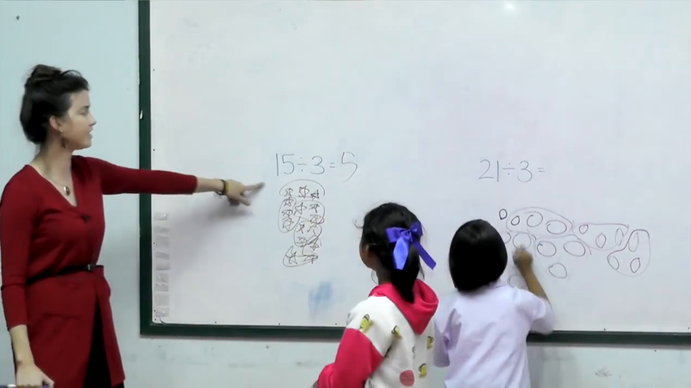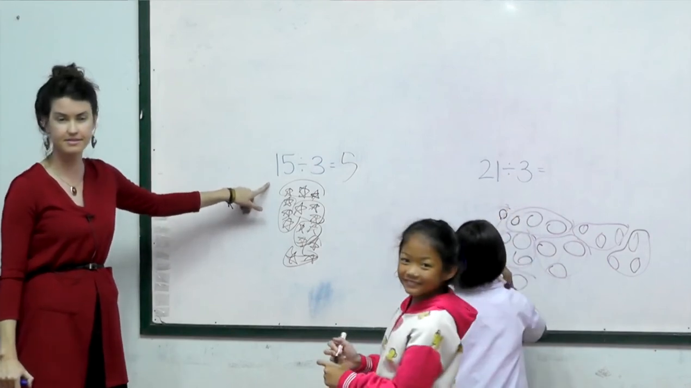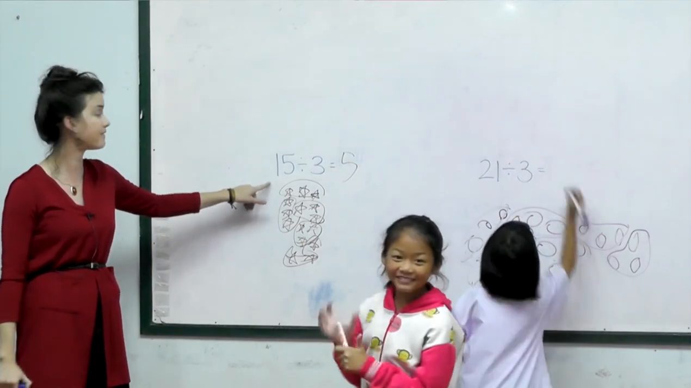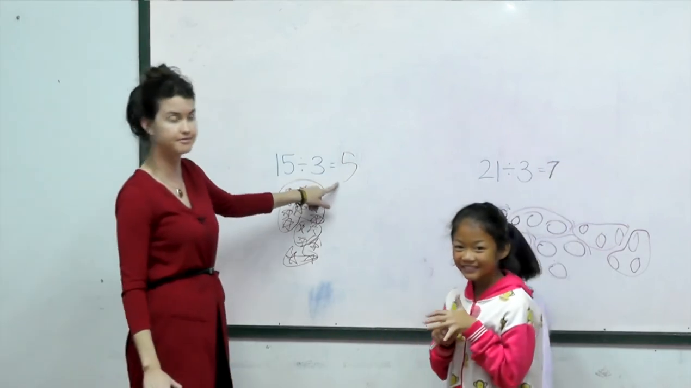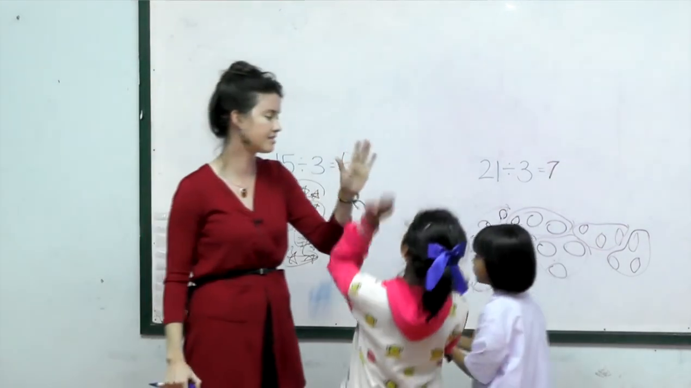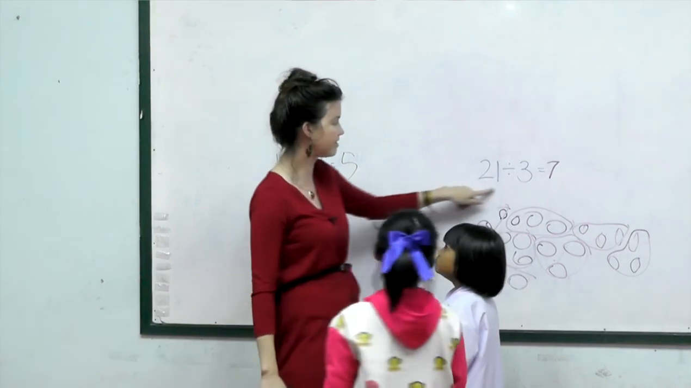What do you think? 15 divided by 3, is that 5? My friends, is 15 divided by 3, 5? Yeah! All right, very nice. 21 divided by 3, is that 7? Yeah!